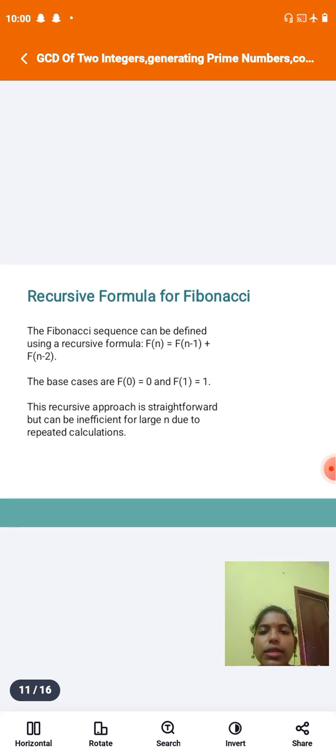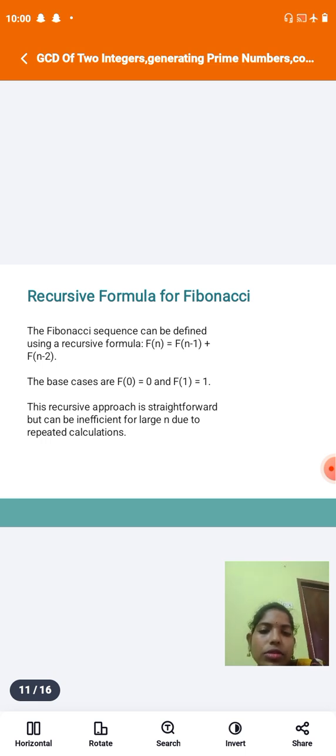So here is the recursive formula for Fibonacci. The Fibonacci sequence can be defined using the recursive formula f of n equals f of n minus 1 plus f of n minus 2. Taking the nth value, for example n equals 5, we substitute: f of 5 equals f of 5 minus 1 plus f of 5 minus 2, because f of 0 equals 0 and f of 1 equals 1.